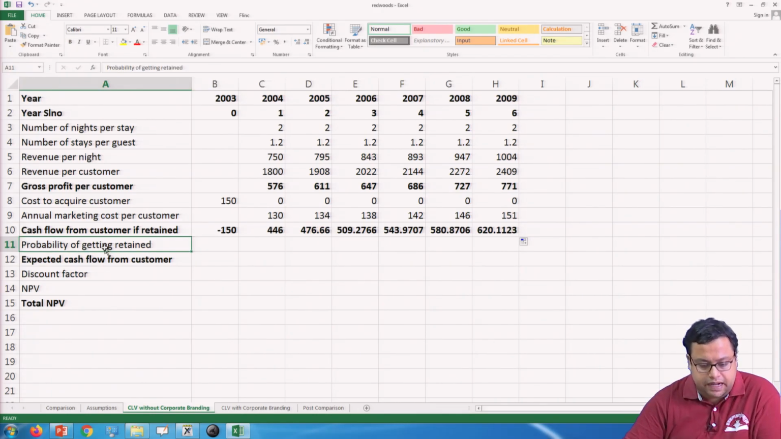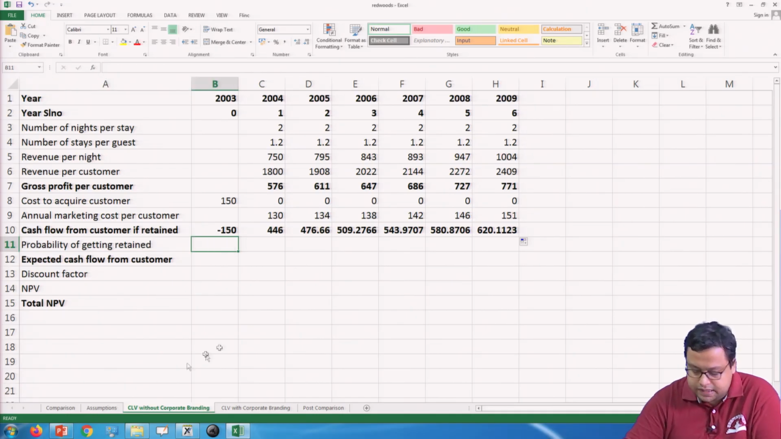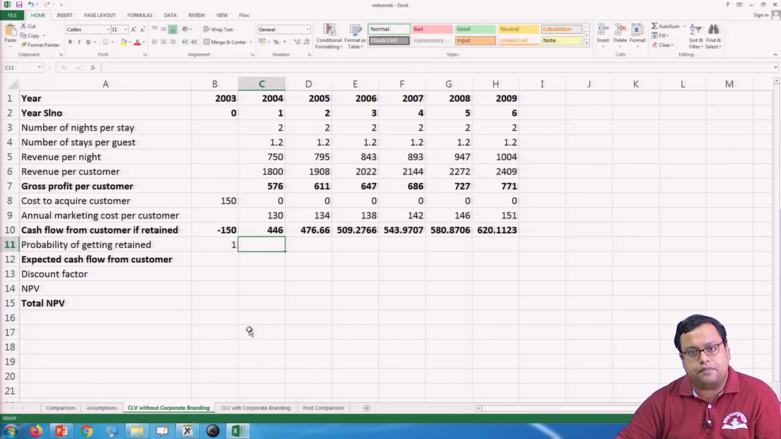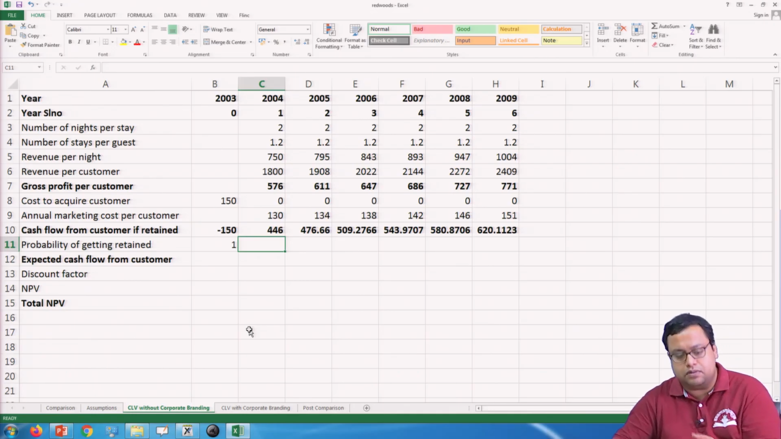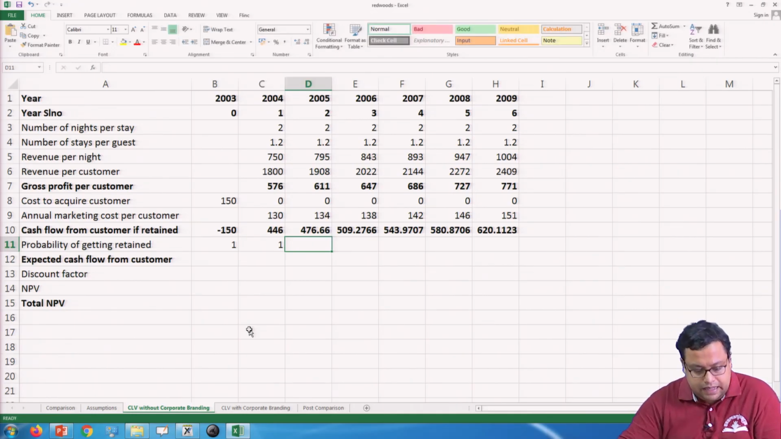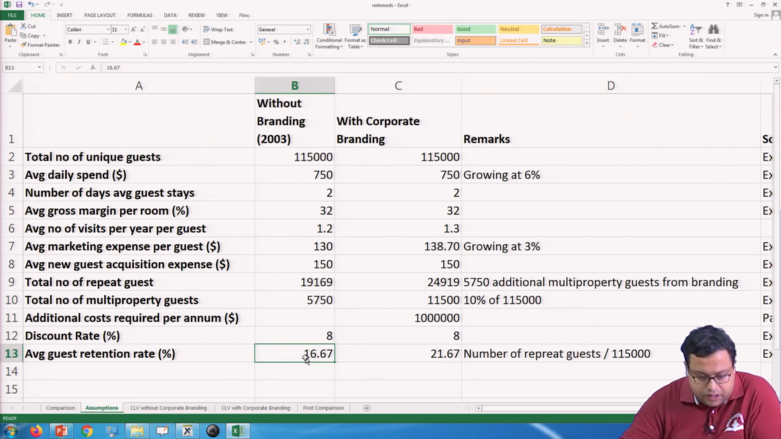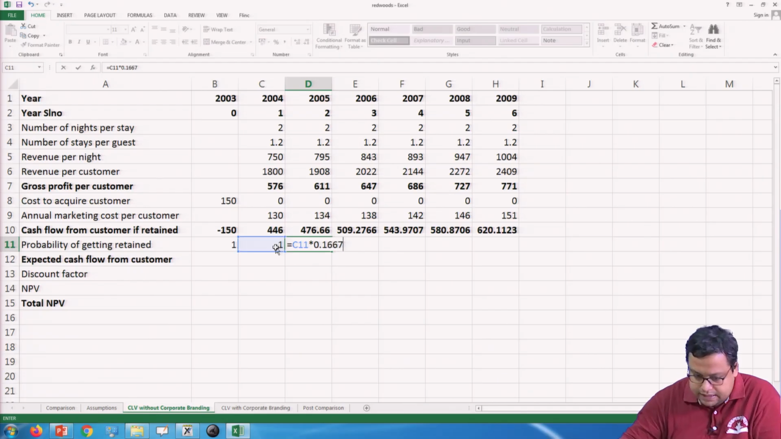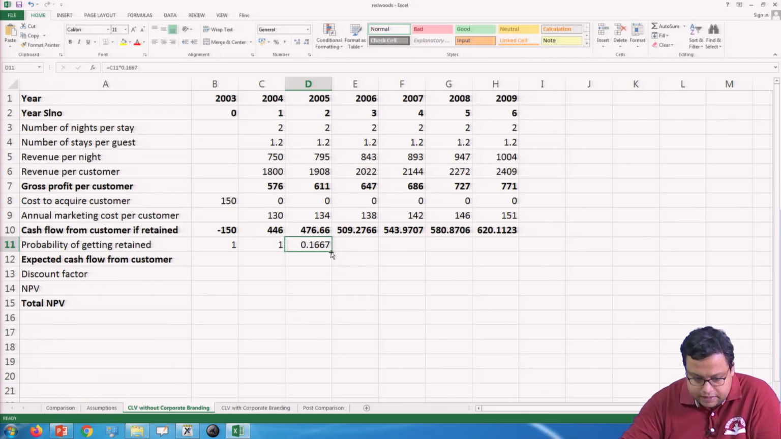So, what is the probability of getting retained? Retention rate. So, in year 0 I incurred this acquisition cost. Year 1, they all stay with me, because that is how I will calculate. So, second year is also 1, but then third year onwards only 16.67% of customers stay with me. Yes. So, this multiplied by 16.67 and then I drag it.